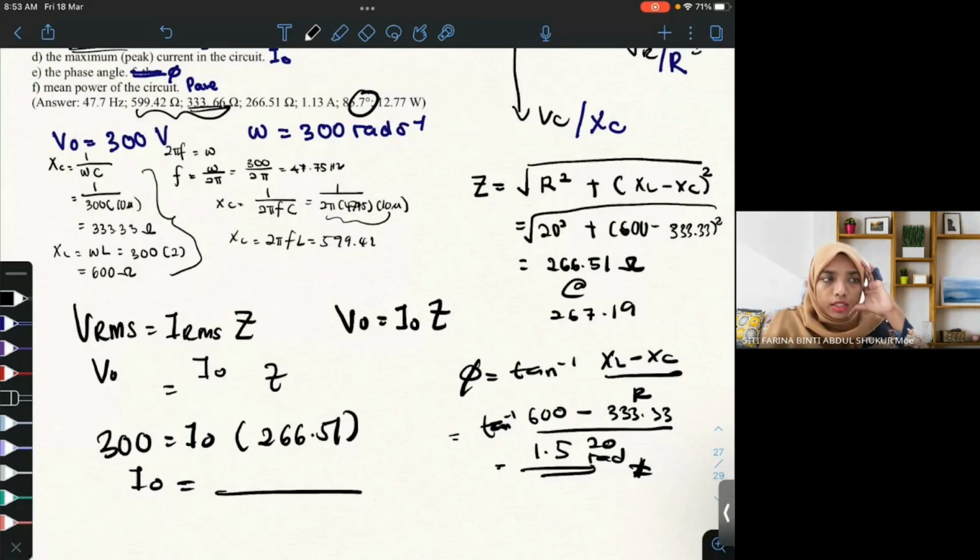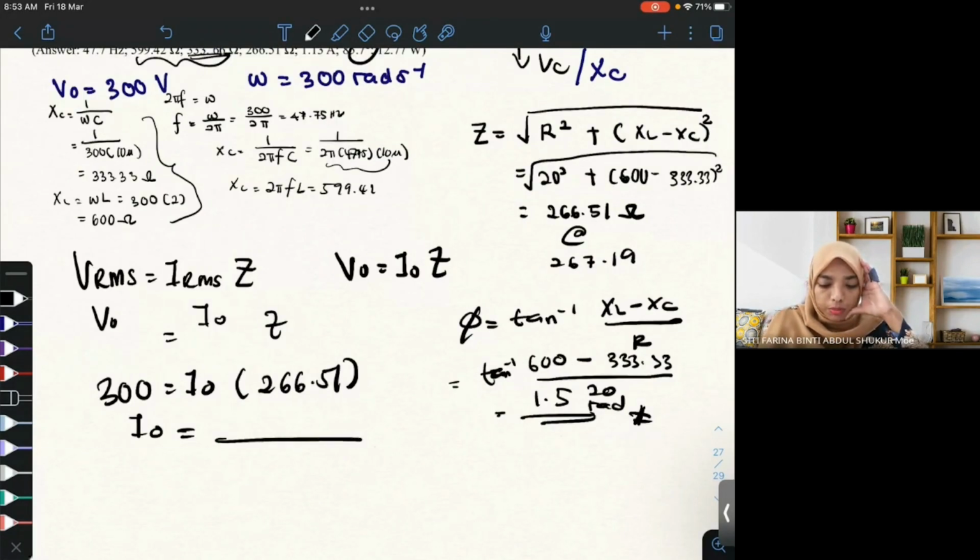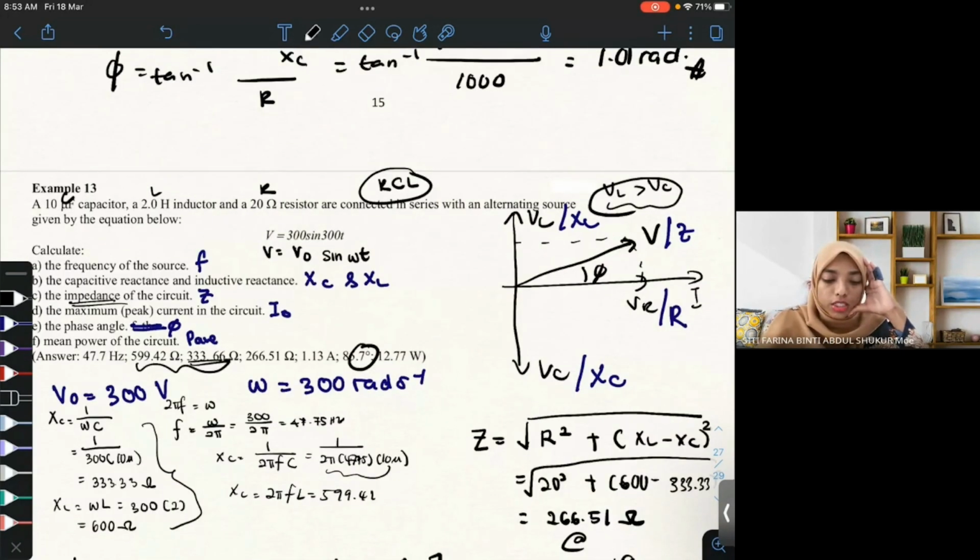And then finally, they ask for the mean power of the circuit. Okay, we know mean power is the power dissipated across the resistor only for the RCL circuit. Because when you have a combination of resistance, capacitance and also inductor, the power can only be dissipated across the resistor only. Because for L and C, the average power is 0, because it cannot be dissipated across them. There cannot be any loss in the energy.